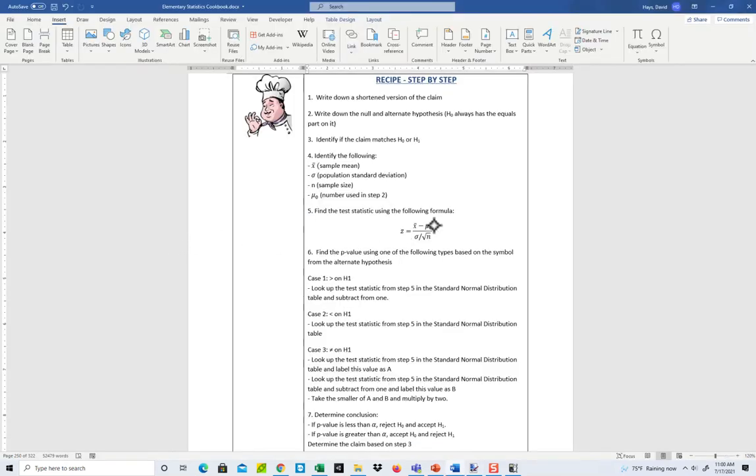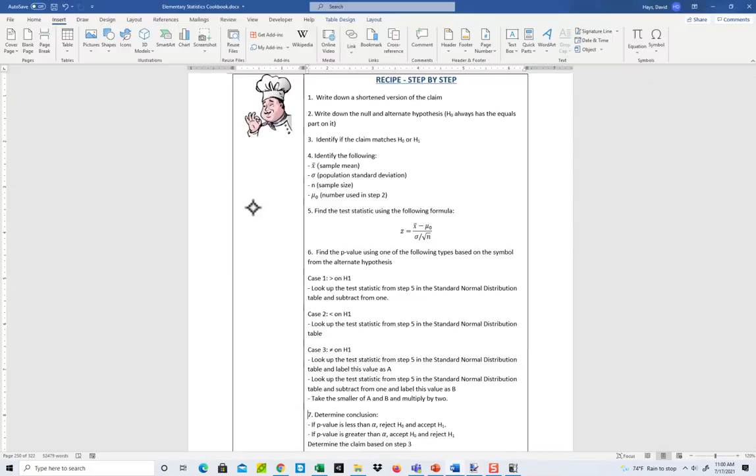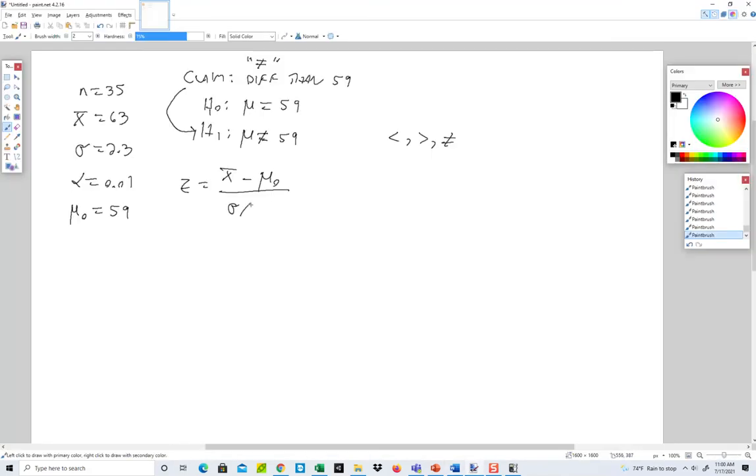Step 5, find a test statistic, using the following formula. Z is equal to X bar minus mu naught, divided by sigma, divided by square root of n. So X bar is 63 minus mu naught, which is 59. Sigma, which is 2.3, divided by square root of 35. And I'll put that in our calculator.